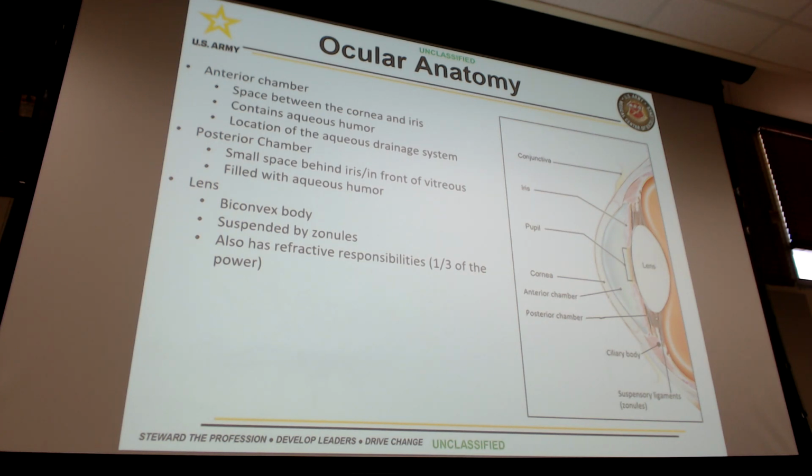Okay. So we said the cornea has about 2/3 of the refractive components of the eyeball. The lens has that remaining third of the refractive power in your eye. About 15 diopters in the lens and about 45 diopters in the cornea for a total of approximately 60 diopters in your eyeball.